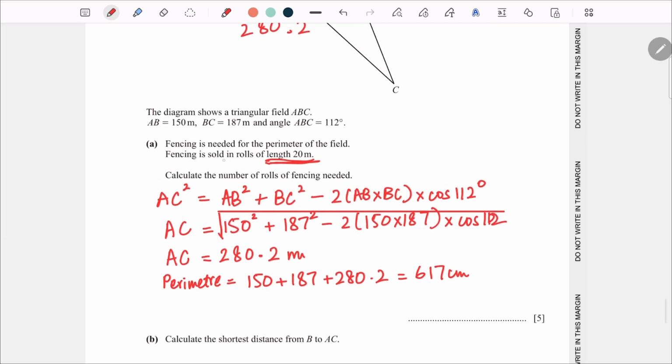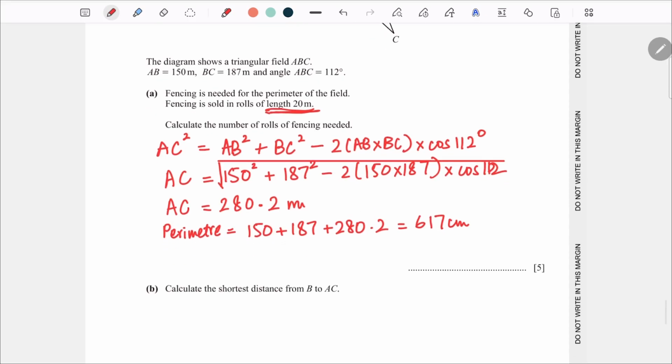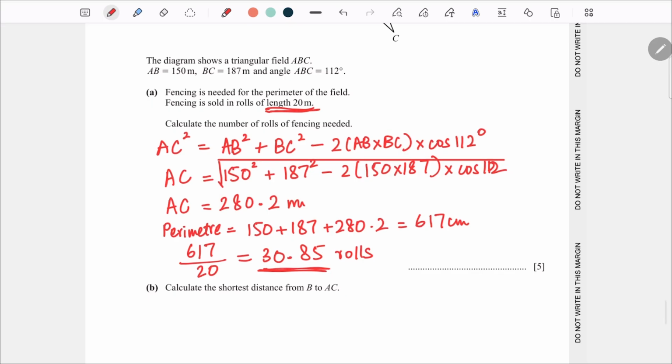Now, fencing is sold in rolls of length 20 meters. So if it is sold in lengths of 20 meters, we'll just simply divide 617 by 20, and we'll be getting 30.85. 30.85 are the total rolls that are needed. The number of rolls of fencing that are needed are 30.85, and when we round it off to the nearest whole number, we'll be getting 31.